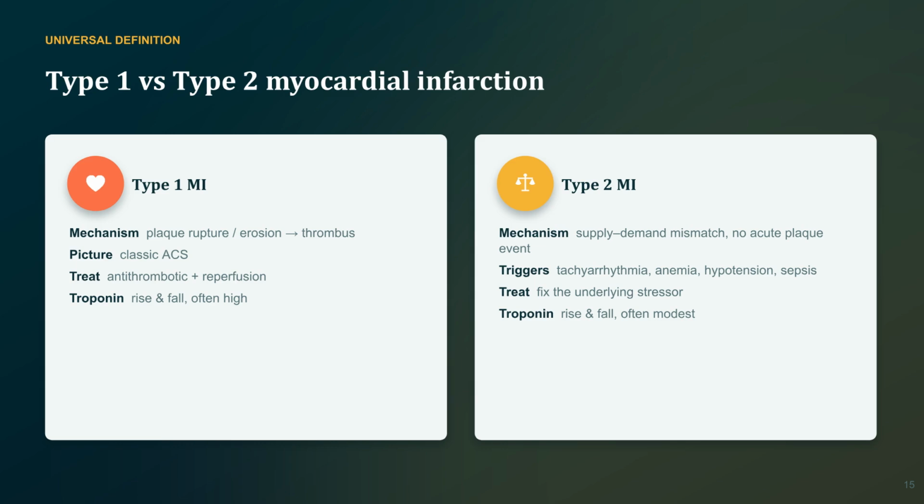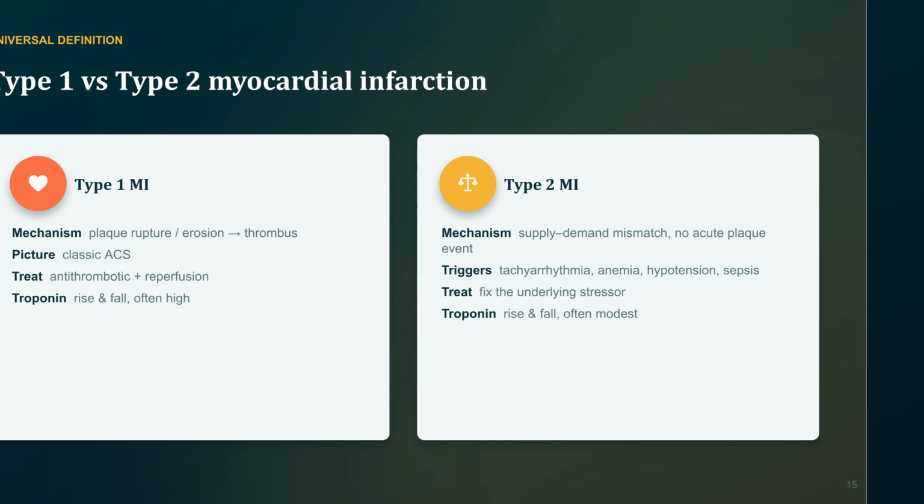Finally, the universal definition distinguishes between type 1 and type 2 MIs. Type 1 is caused by plaque rupture and requires antithrombotics and reperfusion. Type 2 arises from a supply-demand mismatch and is managed by treating the underlying stressor. Both involve troponin changes, so the clinical context is vital.